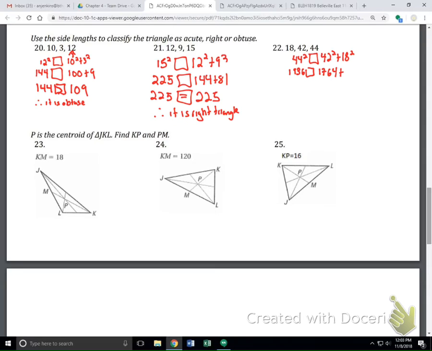1764 plus 324. We add our right-hand side: 2088. Is that side bigger, smaller, or equal to 1936? It's bigger. So we see that 1936 is less than 2088. So that type of triangle is this? Acute.